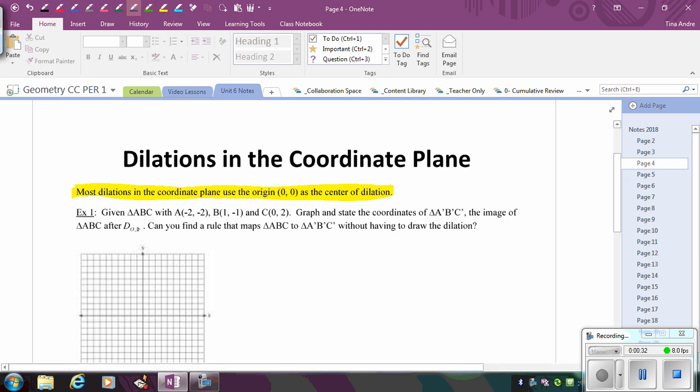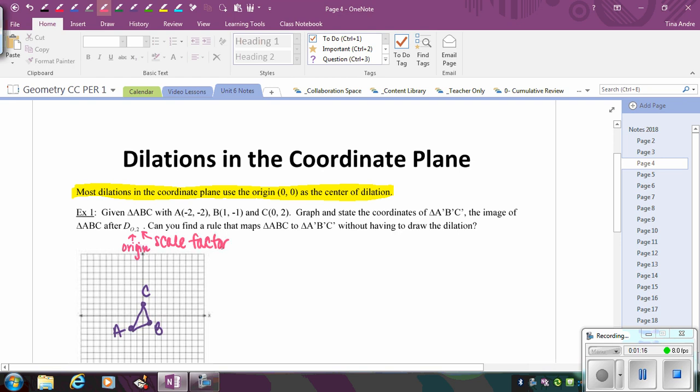If we look at this first example, it says given triangle ABC. So let's go ahead and get those coordinates plotted. A is -2, -2. B is 1, -1. Making sure we're labeling these. And C is 0, 2. We want to graph and state the coordinates of triangle A prime, B prime, C prime, the image of this triangle after a dilation centered at point O. This is going to stand for the origin in this case, since it's not specified as any other point. And the 2 stands for the scale factor.